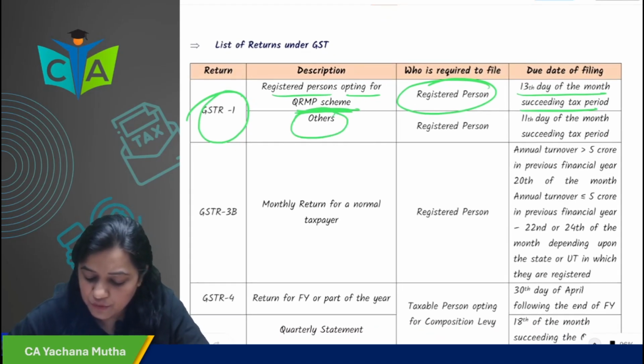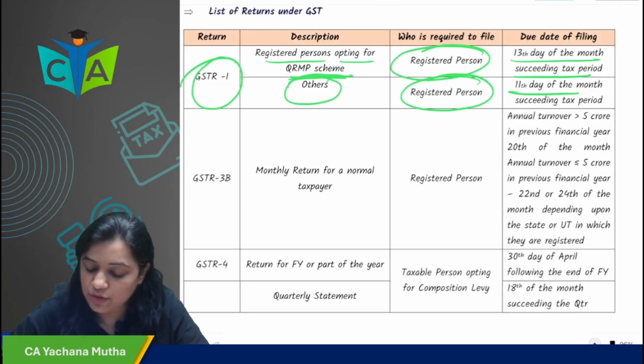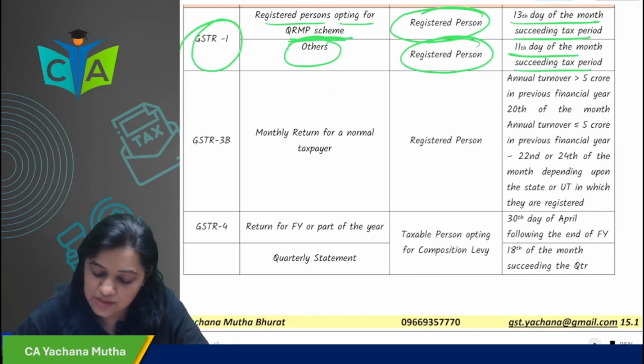For other registered persons, the due date for GSTR1 is the 11th of the month succeeding the tax period.